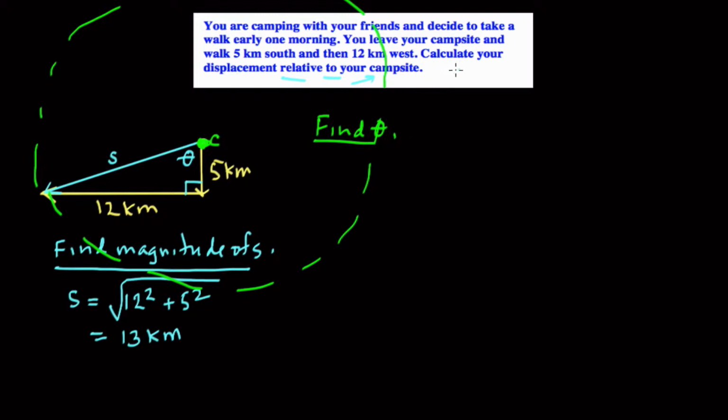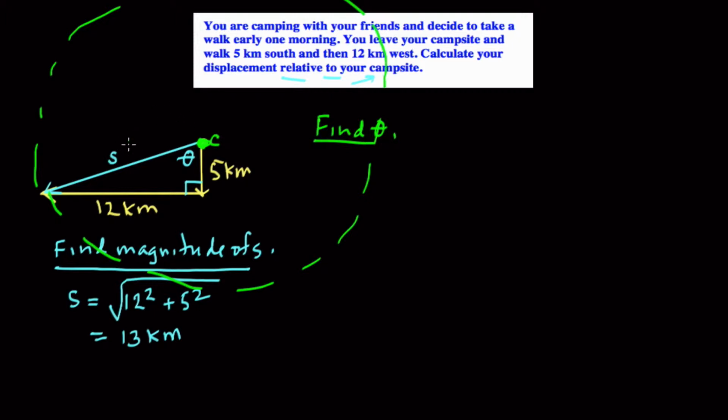So a displacement would give your position relative to camp. It would put you in one position and no other position. So that's why we're going to find this angle, and we're also going to give direction. So let's look at how we find this angle. We're going to need trigonometry.